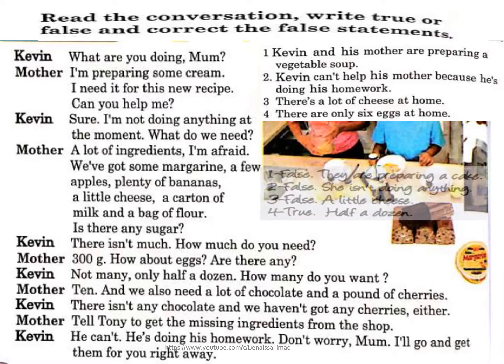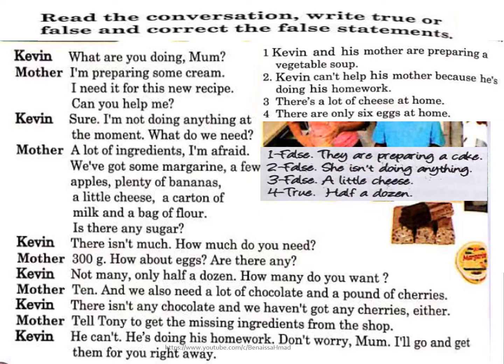Here are the answers. Number 1, Kevin and his mother are preparing a vegetable soup. False, they are preparing a cake. Number 2, Kevin can't help his mother because he's doing his homework. False, she isn't doing anything.